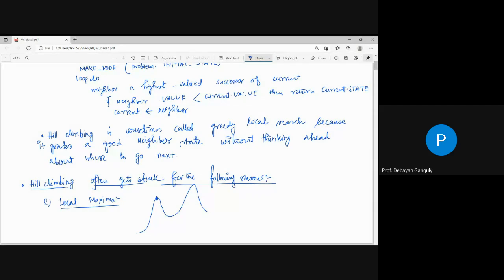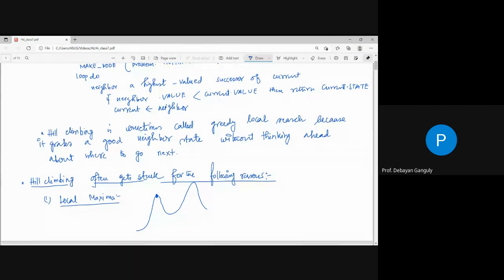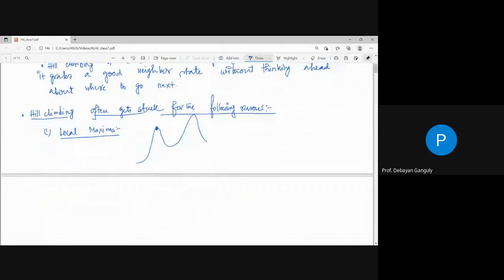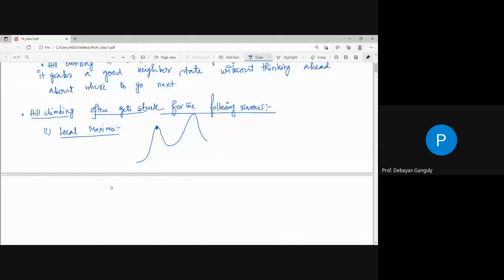The success of hill climbing depends very much on the shape of the state space surface. Here is one of the problems: the local maximum, where the hill climbing algorithm may get stuck. If we want to come out of that problem, there is a modified version that we call the random restart hill climbing algorithm.